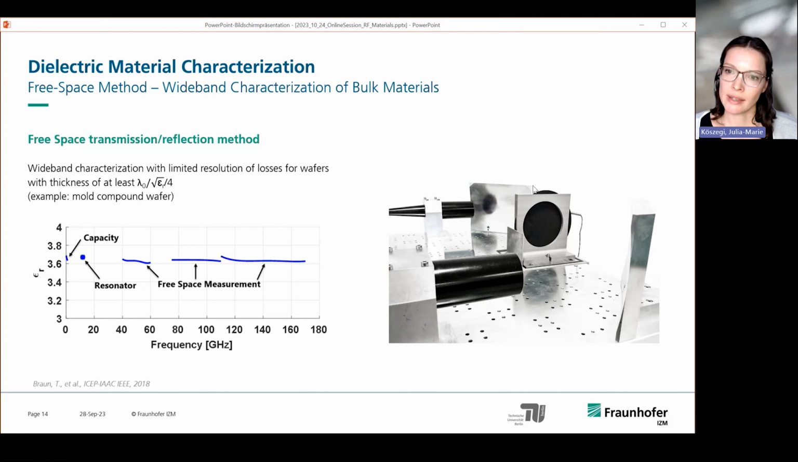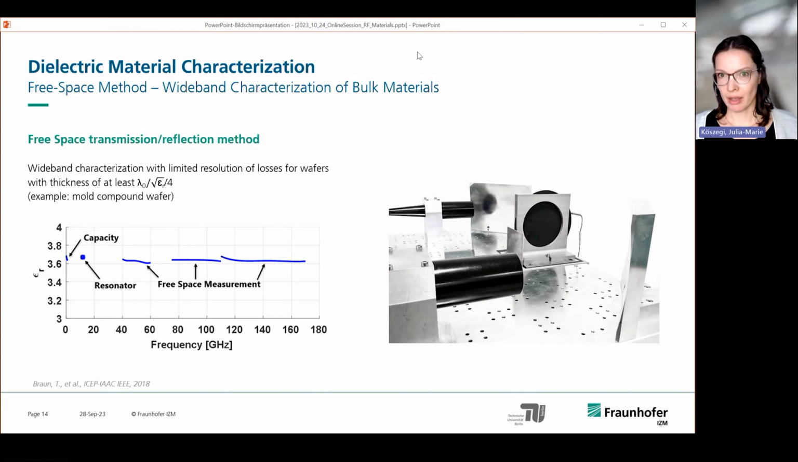And in the center, this is a wafer of a mold material that we investigated. Then you can measure this mold material, and since it's a broadband antenna response, you can get, with one set of antennas, one of these lines, for example. So you get a very broadband characterization rather quickly. But since it's what we call a transmission method, it has limits in resolution.